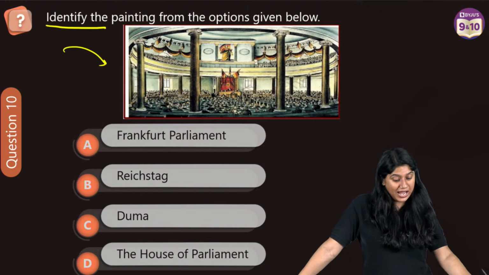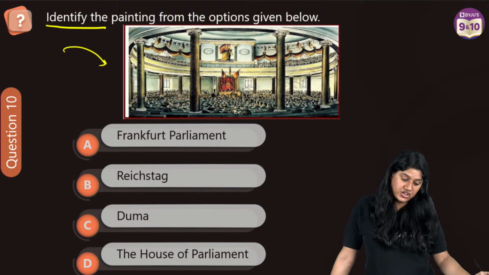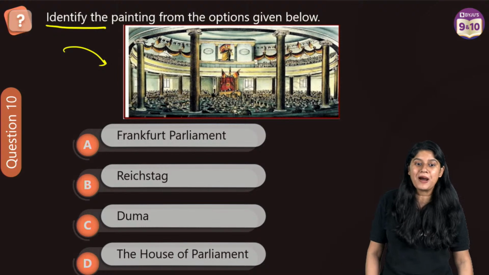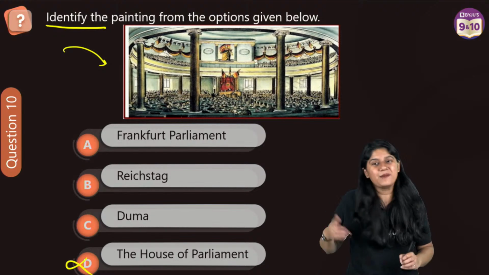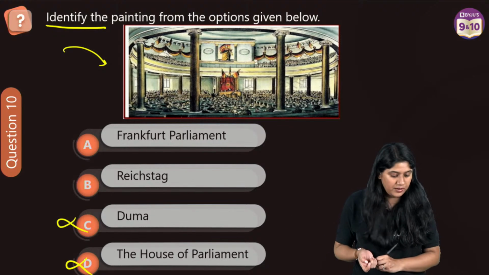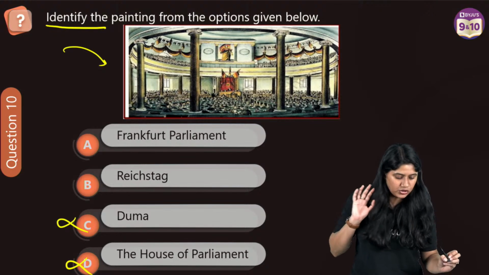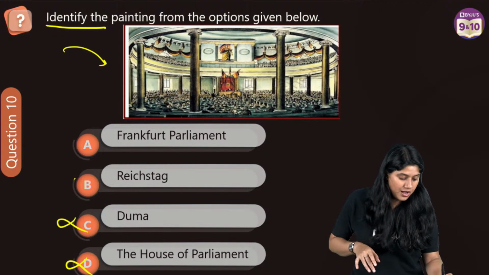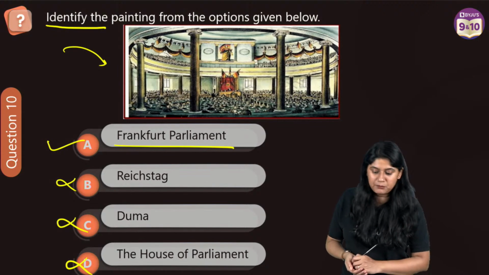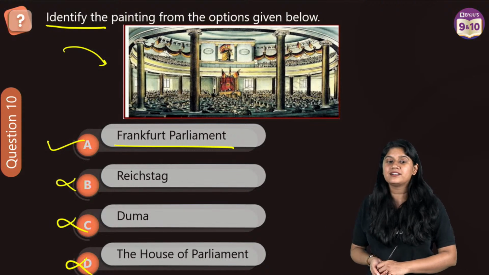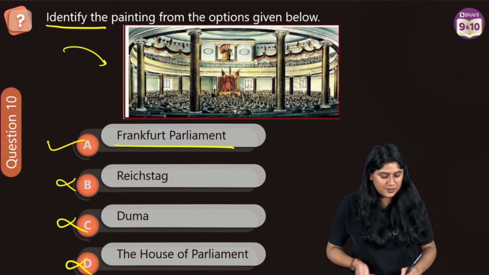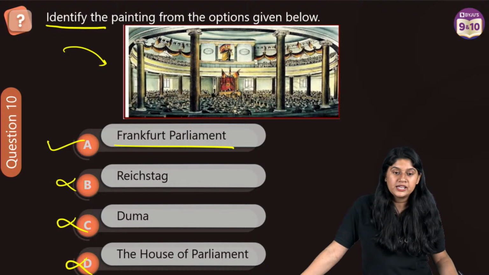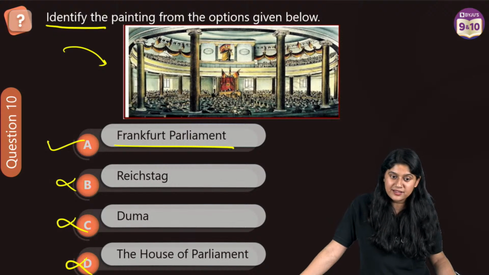The options are Frankfurt Parliament, Reichstag, Duma, and the House of Parliament. Now, the House of Parliament, we have it in our country. Duma is there in Russia. This, of course, we have it in Germany, we can relate to. But of course, this is the Frankfurt Parliament. Option A is the correct answer. Easy peasy, right? Yes, everyone? Option A is the correct answer.